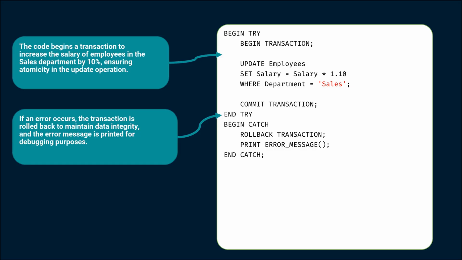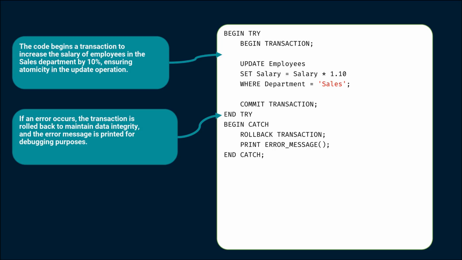However, as we know, real life can be a bit unpredictable. Things don't always go as planned. Errors can pop up for various reasons, like network failures or deadlocks. This is where the catch block becomes essential.